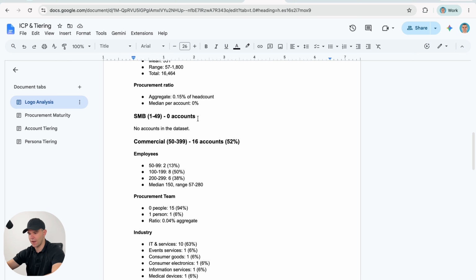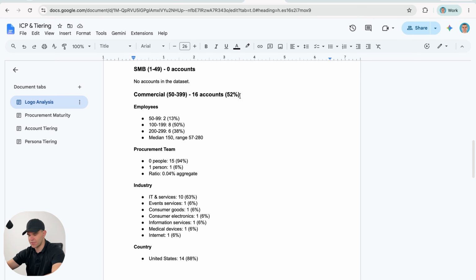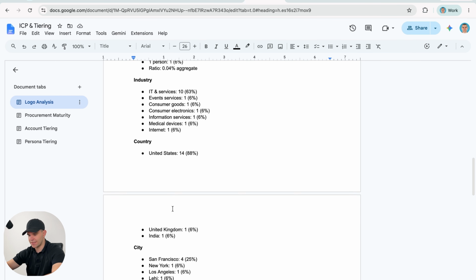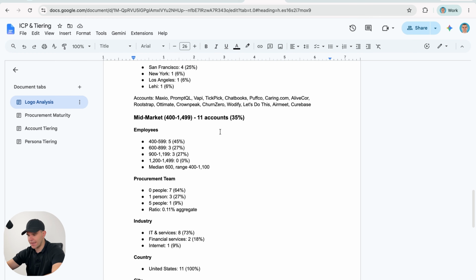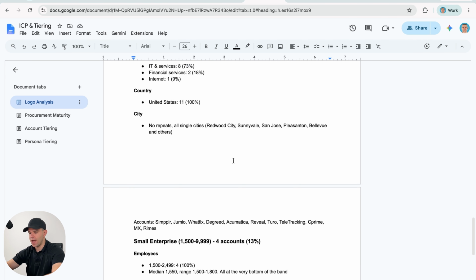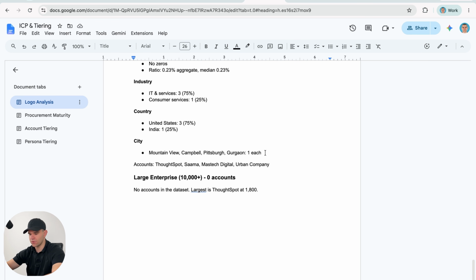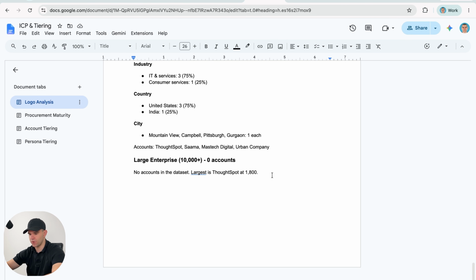So SMB, we've got no accounts. Commercial, we've got 16 accounts. What's the split within that segment? Then we've got mid-market, so 11 accounts, again the split. For small enterprise, 4 accounts, and then 0 accounts for large enterprise. Okay, cool. So we've got all of the data there.